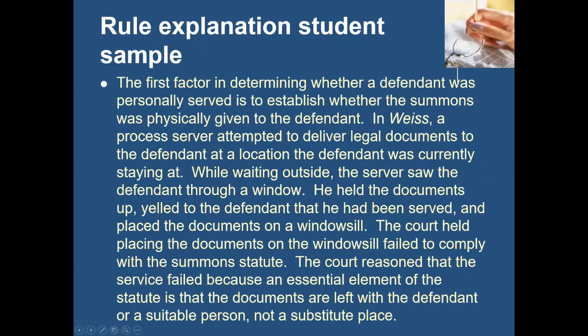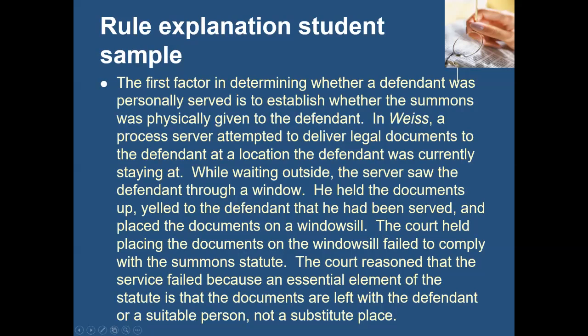Here is a better example of a rule explanation. The first factor in determining whether a defendant was personally served is to establish whether the summons was physically given to the defendant. Let me stop there for a moment. Remember I said you should start with a topic sentence? That's exactly what they did. They have a topic sentence that highlights one of the factors or considerations by the court. The first factor is whether or not the summons was physically given to the defendant. Before I read anything else, I already know what to look out for in the case.